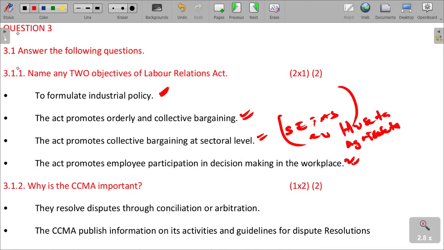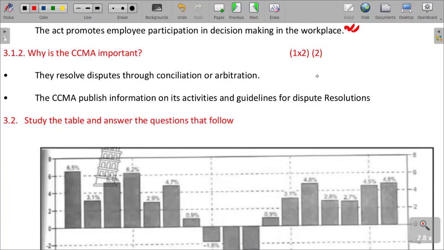The Labor Relations Act talks about the fairness of labor at the workplace. It identifies the working conditions and working relationship within a workplace, the fairness of the conditions of employment in their entirety, in their full set. So the Labor Relations Act seeks to address matters such as these: the promotion of participation of employees in decision making, that is also participative management, collective bargaining, as well as formulation of industrial policies.